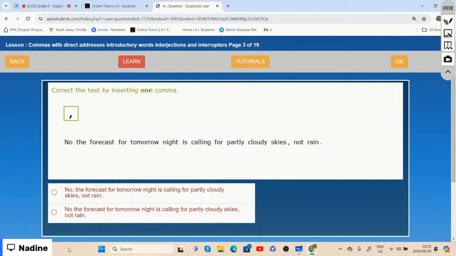And if we were to choose the correct one, then we will say no, comma. The forecast for tomorrow night is calling for partly cloudy skies, comma, not rain. So we firstly also add a comma after no. Because remember we said that after no, yes, or well, we need to insert a comma.